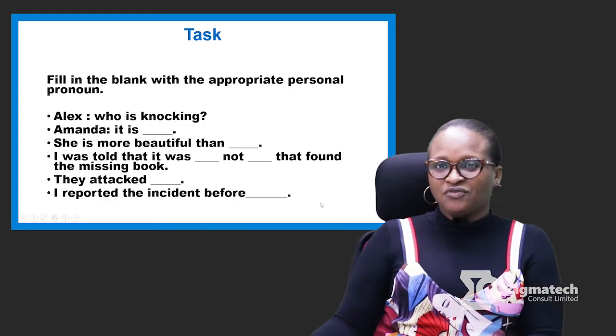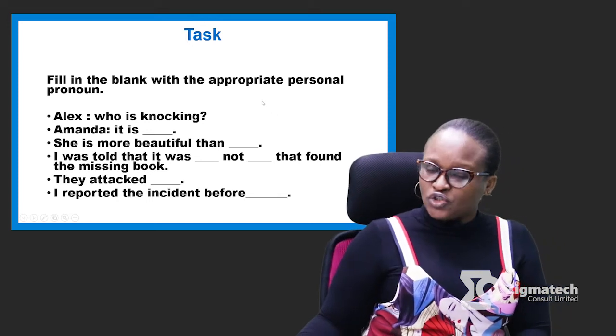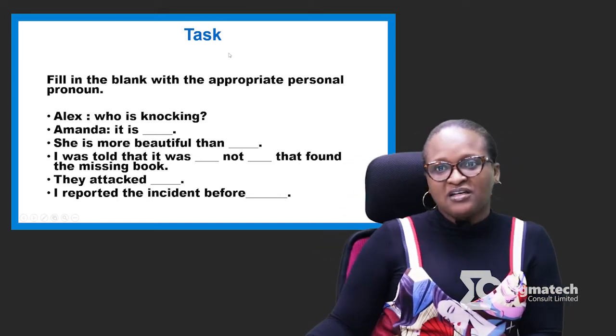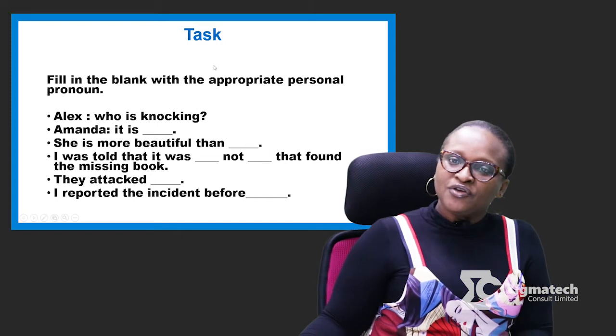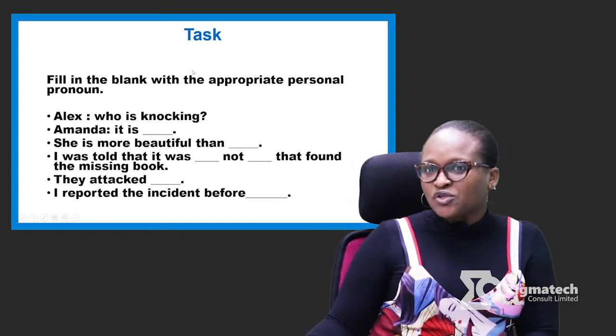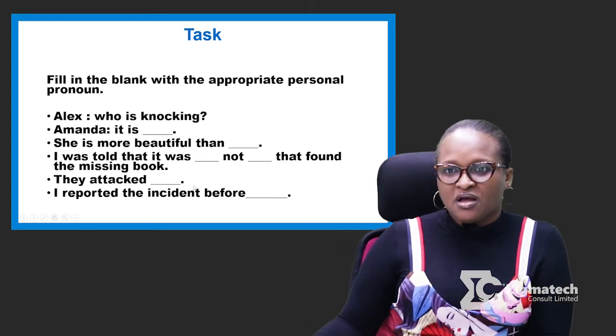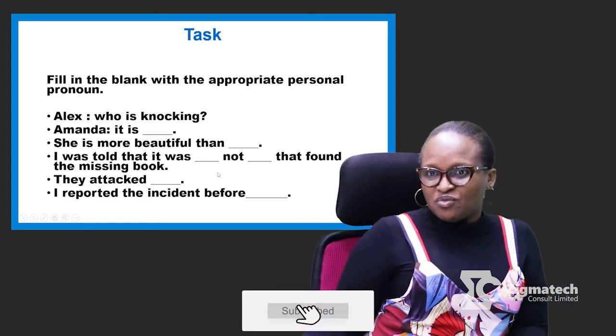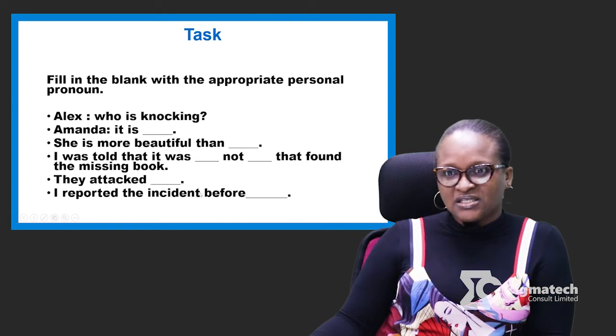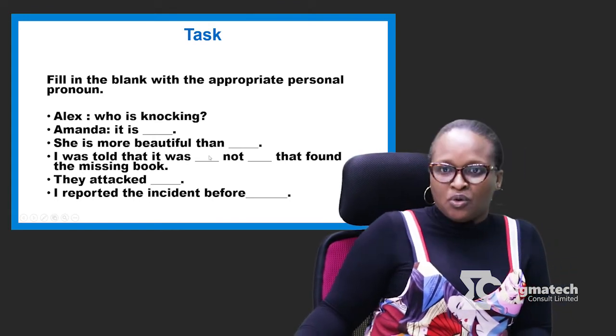Now we have come to the end of the class, and I would like to test your knowledge on what I have taught so far. This is a task for you. With your knowledge of the personal pronoun types, I would like that you attempt this question. When next we meet, we would discuss the answers and see how far we've been able to go with it.